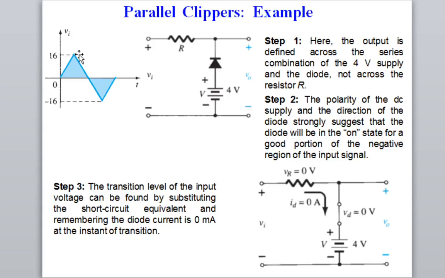In order to find out the transition voltage, you have to assume the voltage across the diode is equal to 0. If the voltage across the diode is 0, there will be no diode current, so there is no voltage drop across the resistance either. So VR equals 0, VD equals 0, and VI will be equal to this voltage. Simply apply Kirchhoff's voltage law: plus 4 minus VI equals 0, so VI is equal to plus 4 volt. That is the transition voltage.